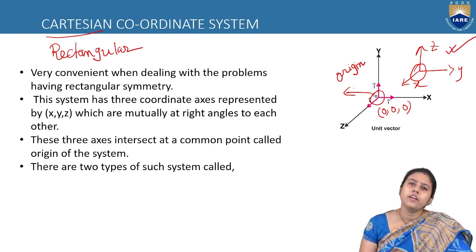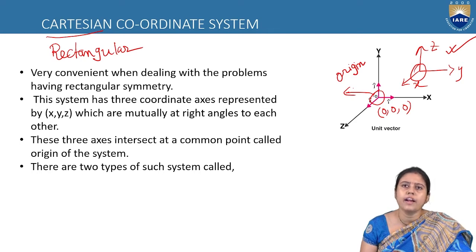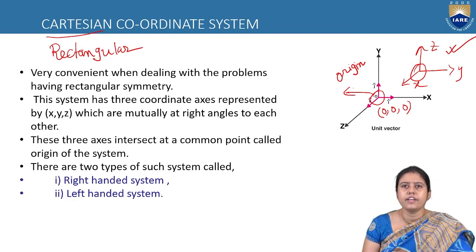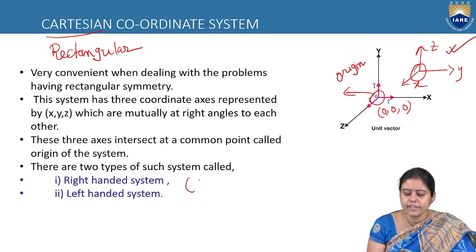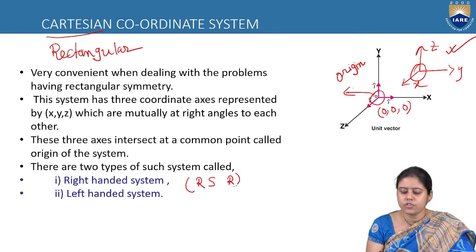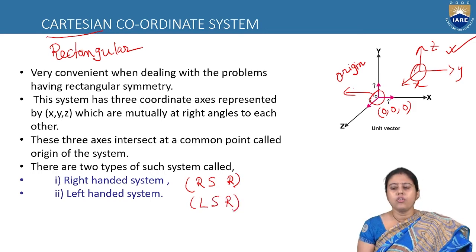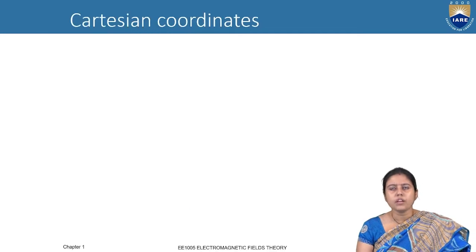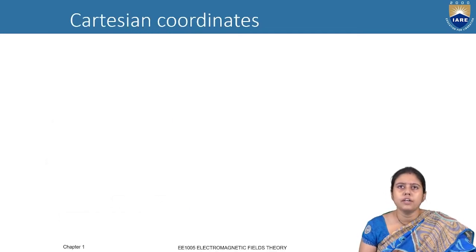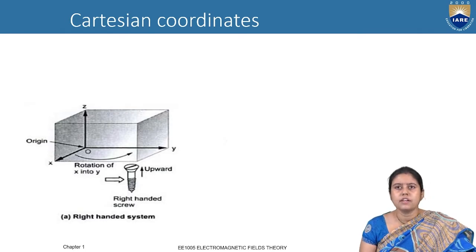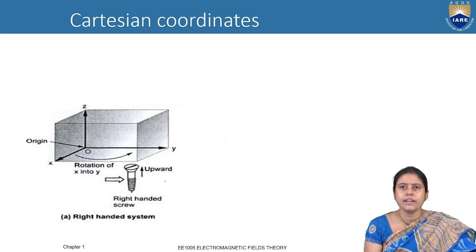Next, when we are thinking about the coordinate system, there are two types of Cartesian coordinate system. One is known as the right-handed system, or the right-handed screw rule. The other one is the left-handed system, or left-handed screw rule. So the Cartesian coordinate system always follows these two rules. First we will discuss the right-handed system. So what is this right-handed system?